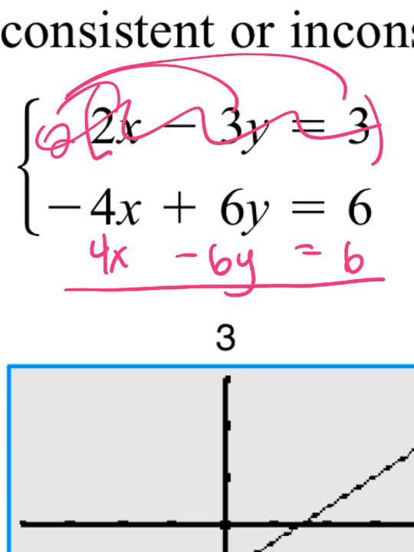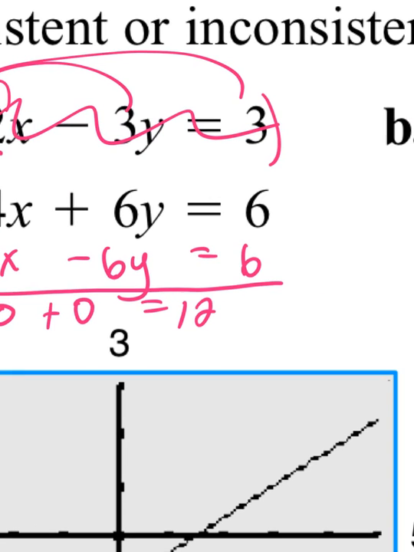So if I add down, what's negative 4x and positive 4x? 0. What's negative 6y and positive 6y? 0, 0. Equals 12. So this statement says 0 equals 12. No solution. Correct. Is that true? No. That is not true. If someone owes you $12, they say, I'll just give you 0. It's the same thing. That is not true.